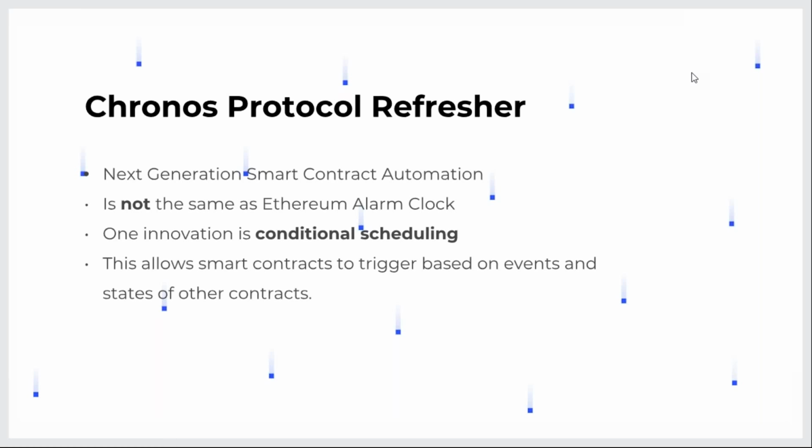The main feature in the Chronos protocol that distinguishes it from the Ethereum alarm clock is conditional scheduling. This is what allows users to schedule transactions which will watch the state of other contracts and then react and do actions based off of other things that happen. And these are composable, so you can deploy scheduled transactions which will build on other scheduled transactions.